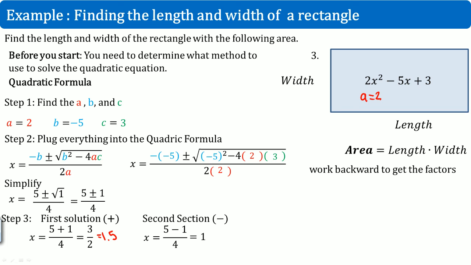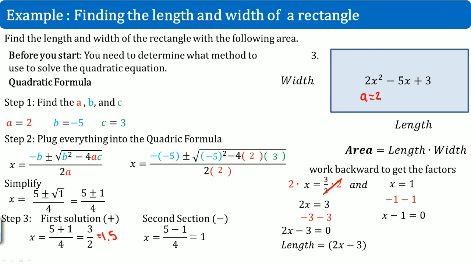Now, we want to work backwards to get the factors. So, for x equals 3 over 2, you want to multiply by 2 on both sides. So this should cancel out. You get 2x on the left and a 3 on the right. Subtract 3 from both sides now. You get 2x minus 3 equals 0. Other side, you just subtract 1. You get x minus 1 equals 0. So my length here is 2x minus 3, and my width here is x minus 1.